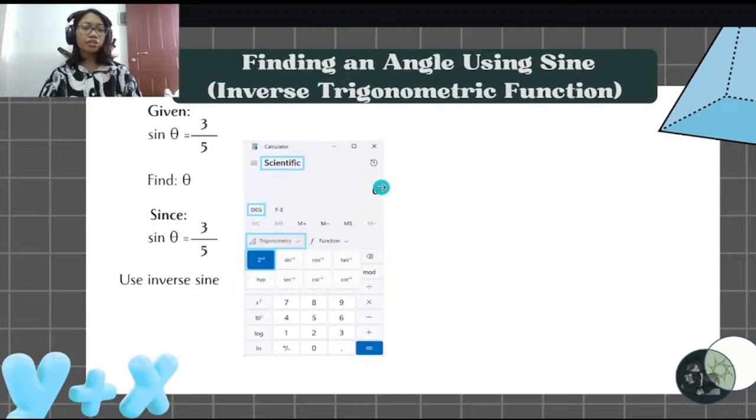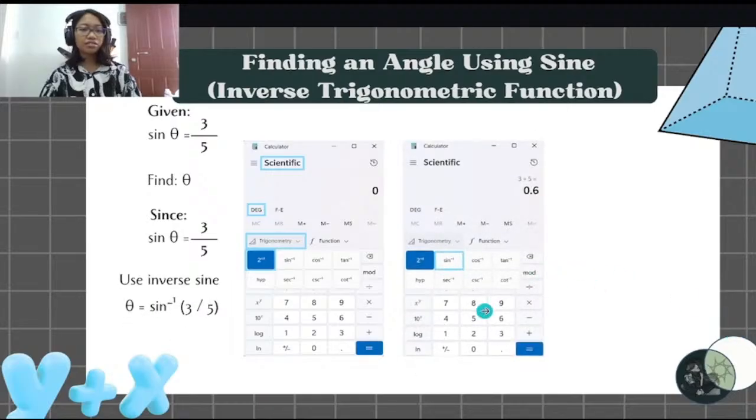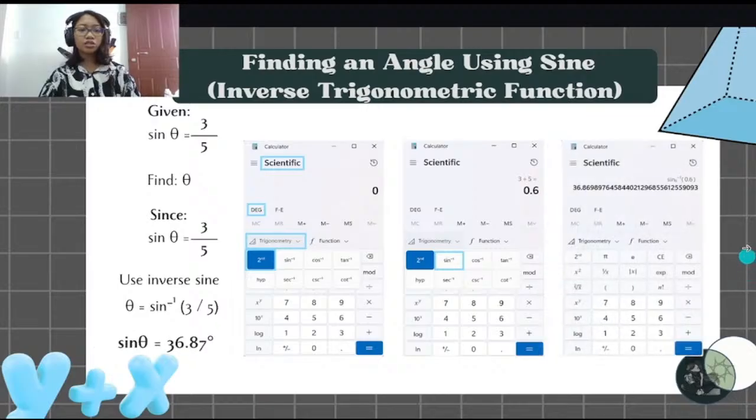Using the calculator in scientific, degree mode, and inverse trigonometric function by clicking the second. Then we type 3 divided by 5, then inverse sine, and that will give us an angle of approximately 36.87 degrees.